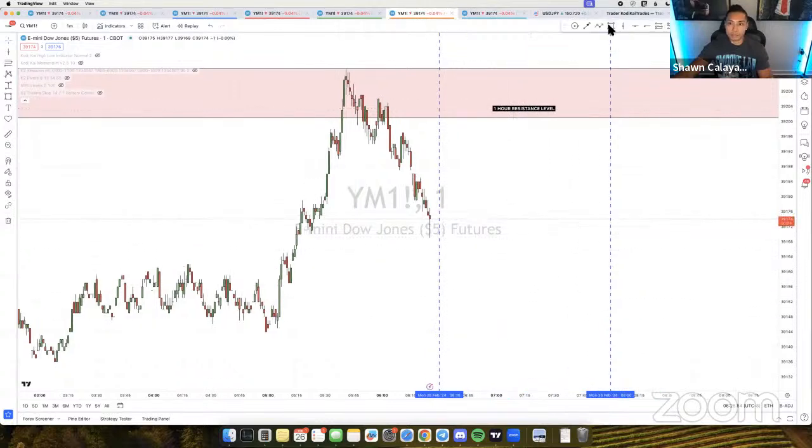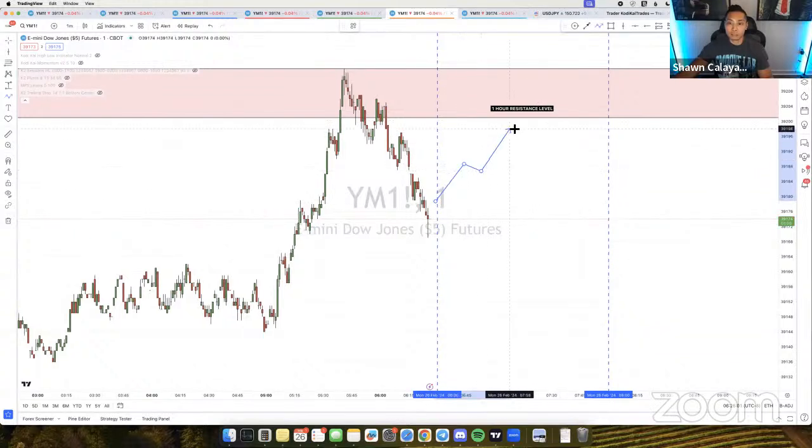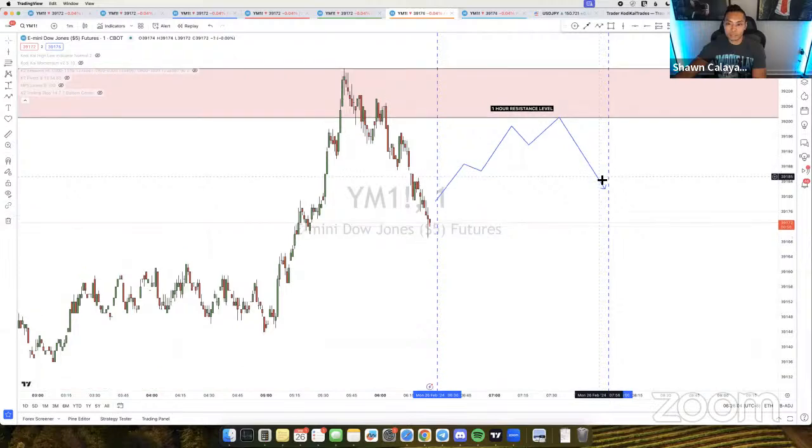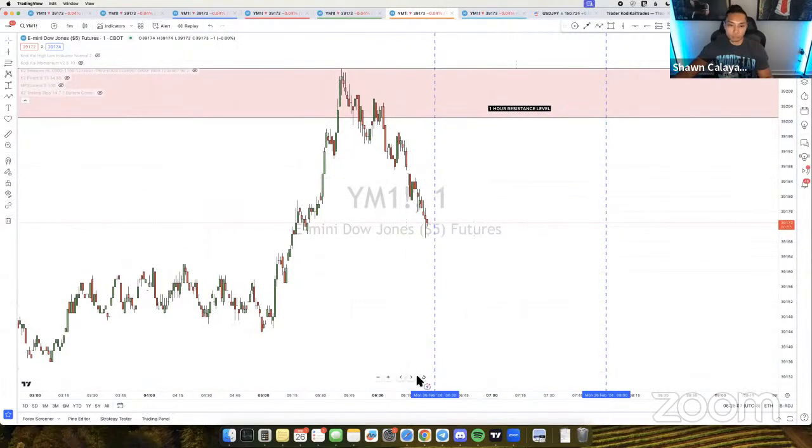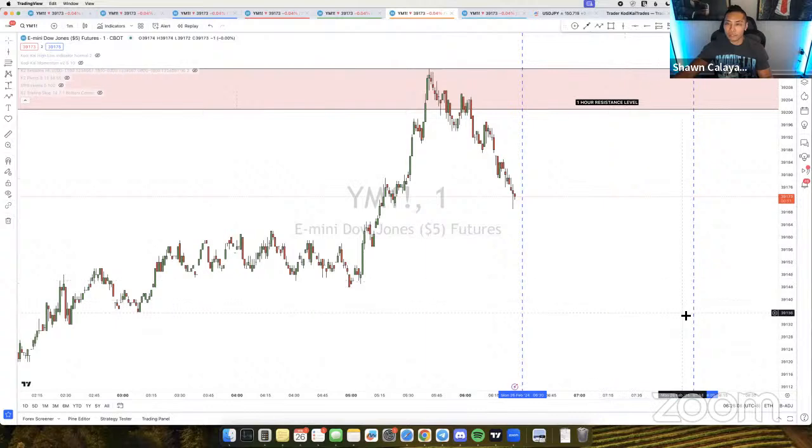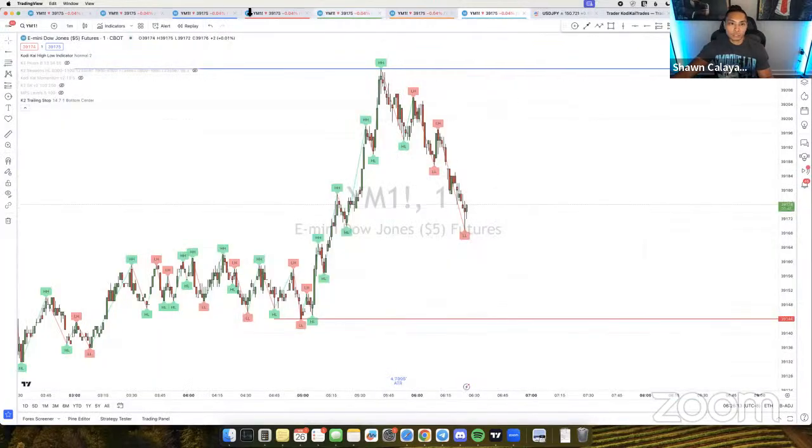If it comes back to resistance and tests it, or if it just comes right back down. There's no telling where price is really going to go, but we'll see what happens here when market opens shortly. All right, we have clean chart marked up, liquidity chart marked up over here.